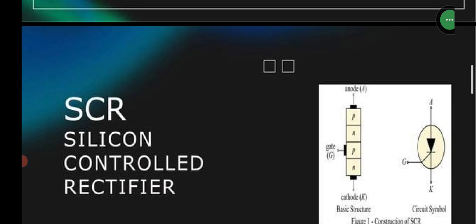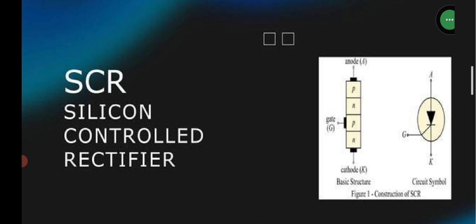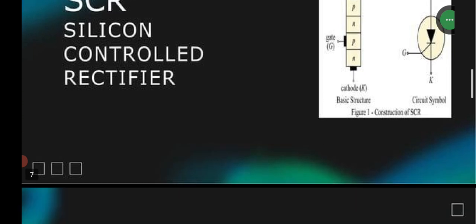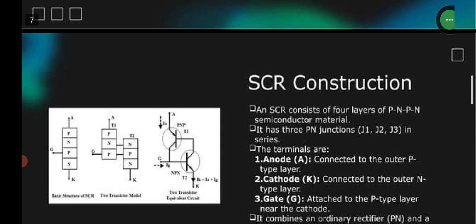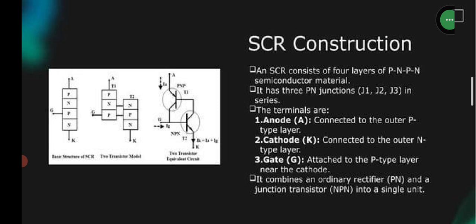Next, we are going to see about SCR. This is the construction of SCR. This is the symbol of SCR. It has 3 PN junctions. SCR consists of 4 layers of PN semiconductor material. It has 3 junctions, J1, J2, J3. The terminals are anode, cathode and gate.